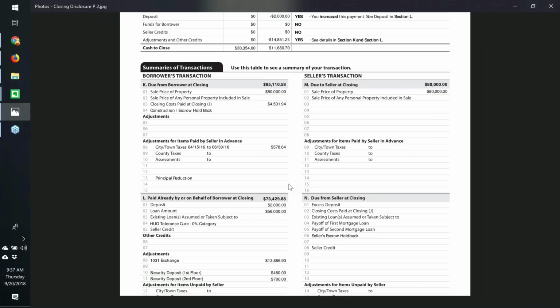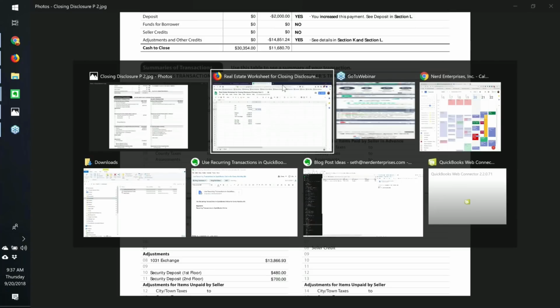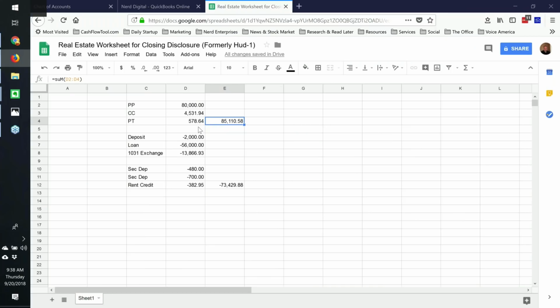Like I said, different kinds of fees for closing costs, recording fees, and so on, title fees. And then we have the property tax prorated amount that the borrower is responsible for. And that all totals the 85,110.58. We've got it here, 85,110.58.